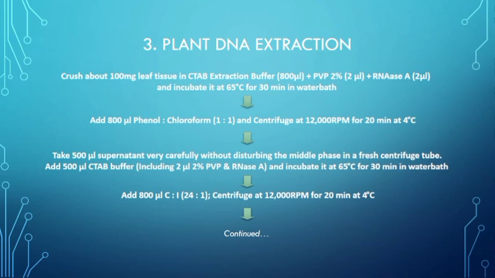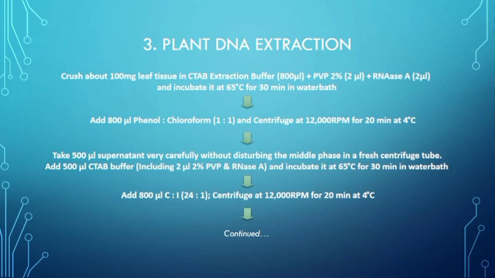So if you are getting protein contamination, then use PVP. If you are getting RNA contamination, then use RNase A. And if you are not getting protein contamination, then you don't need to add PVP, or RNase if you are not getting RNA contamination. Further, after you crush the 100 milligram sample in the extraction buffer and add PVP and RNase, you need to incubate your sample at 65 degrees centigrade for 30 minutes in a water bath, or you can also incubate it for 1 hour.